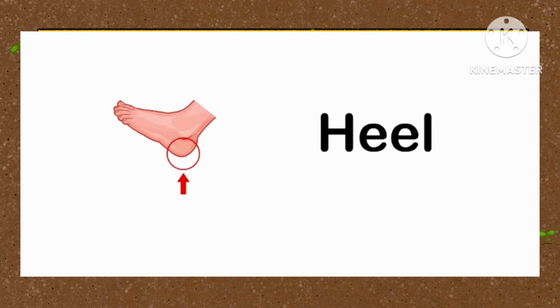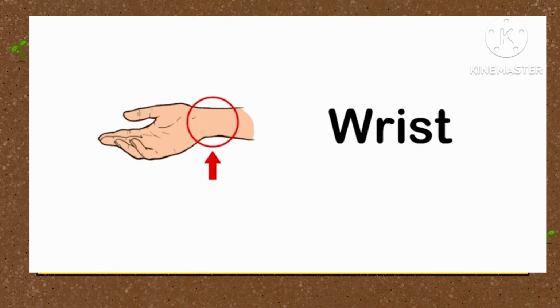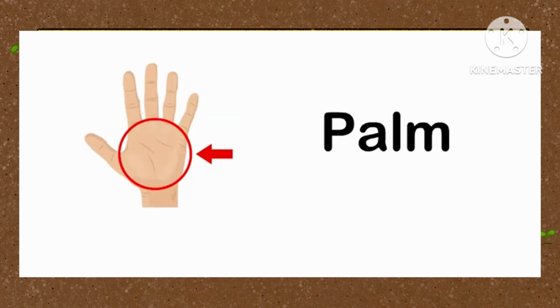This is heel. Heel. These are called sole. Sole. This is wrist. Wrist. Back. Yes, this is the back of the body. Palm. This is palm.